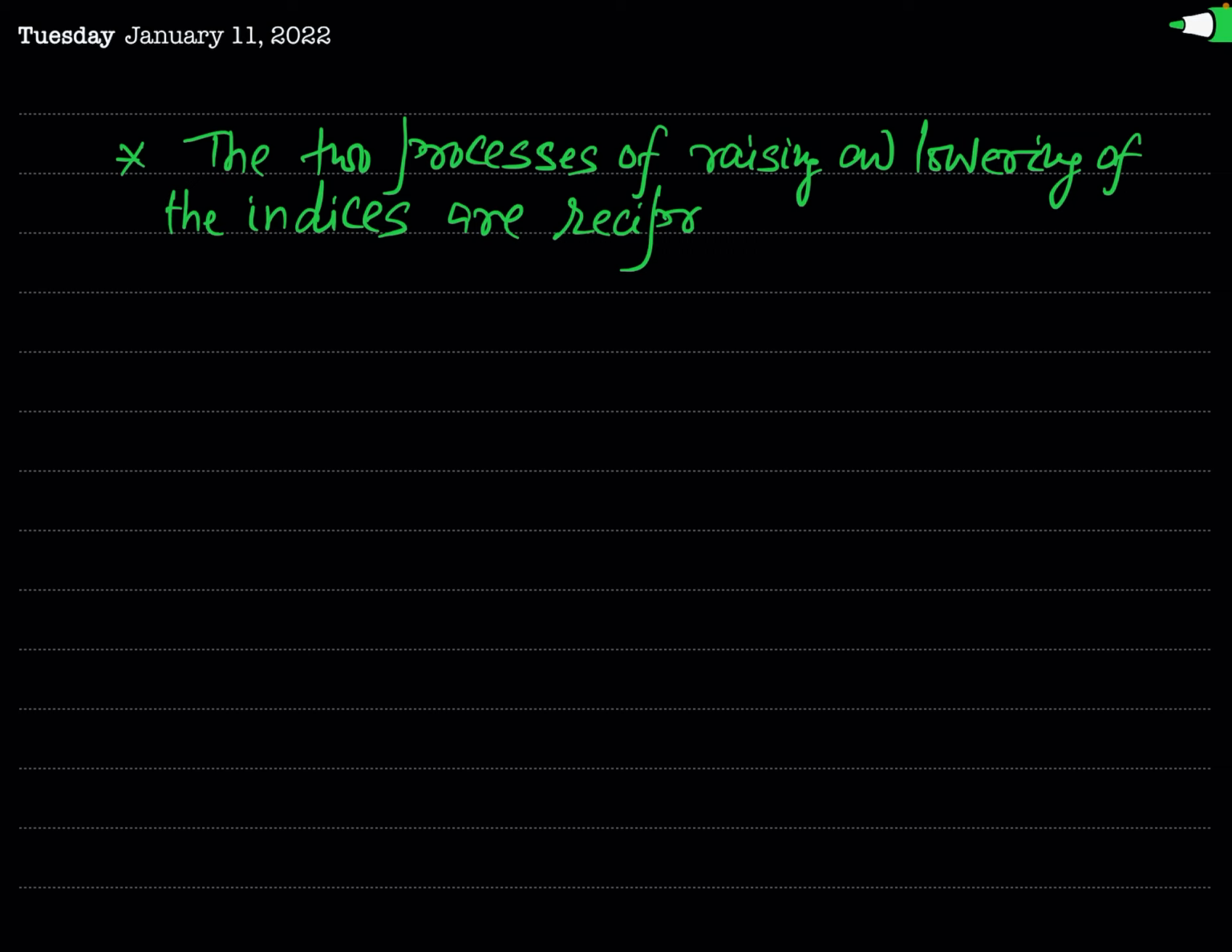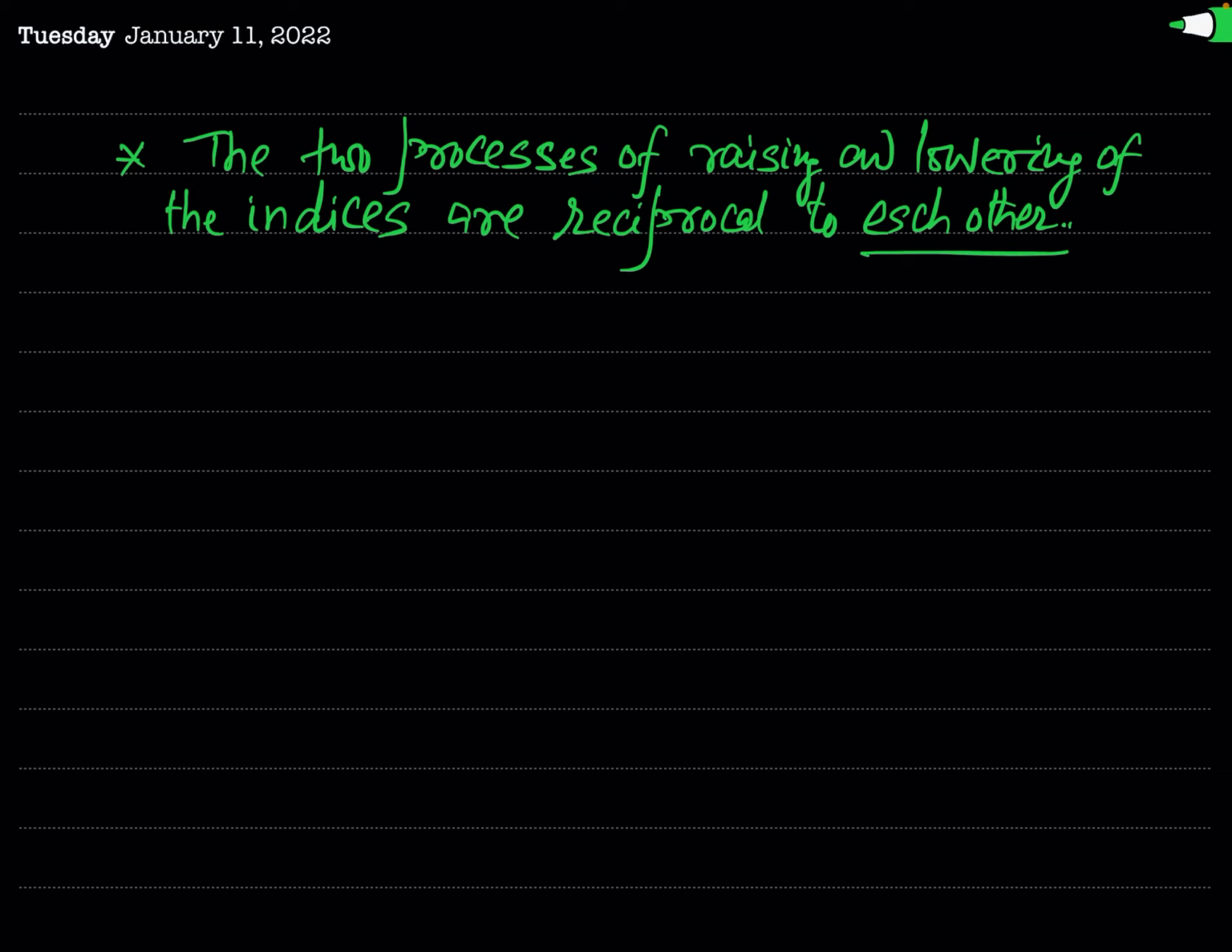Reciprocal to each other. And we have to show this statement. I want to prove this statement. And what is the meaning of this statement?